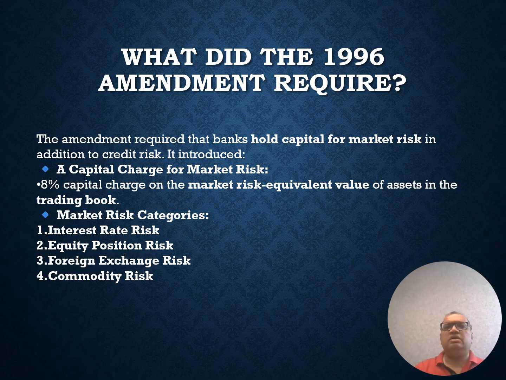So, what did the 1996 amendment require? The amendment required that banks hold capital for market risk as well, and just a simple capital charge, a percentage. An 8% capital charge on the market risk equivalent value of the assets in the trading book was kept.